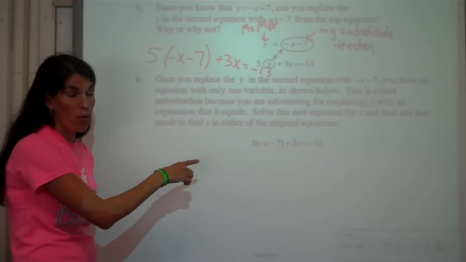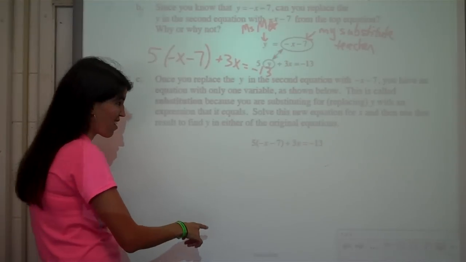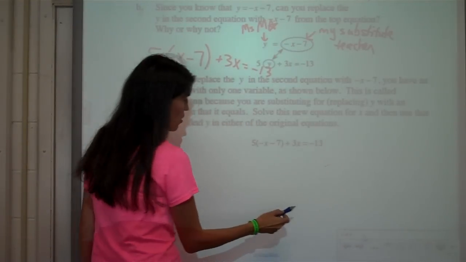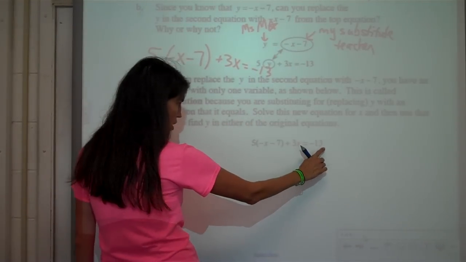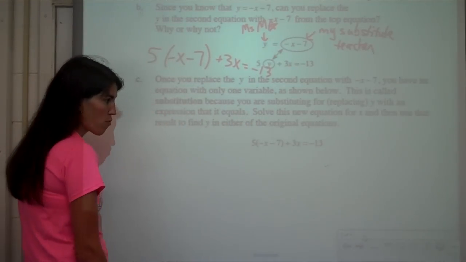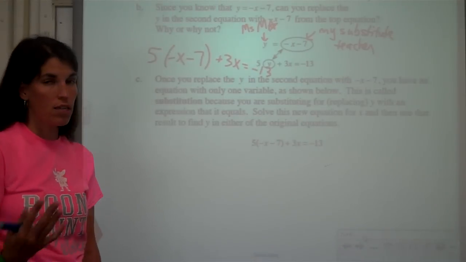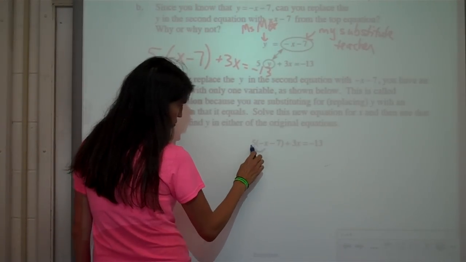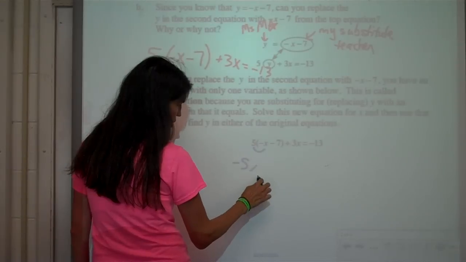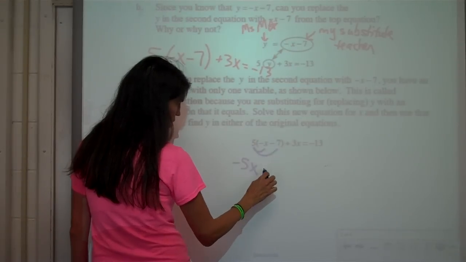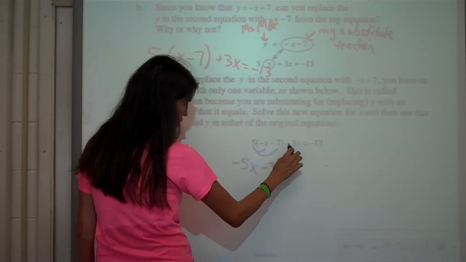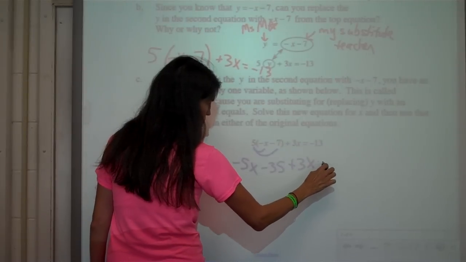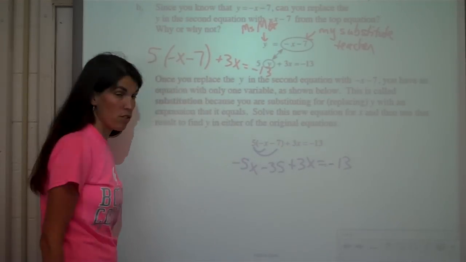So I'm going to review this with you because some of you are not that great at solving equations right now. You need to get better. To solve this, using your order of operations, you want to get rid of the parentheses. So you need to distribute. 5 times negative x is negative 5x. 5 times negative 7 is negative 35. And then just keep everything else. Check your first step. Did you get it right?